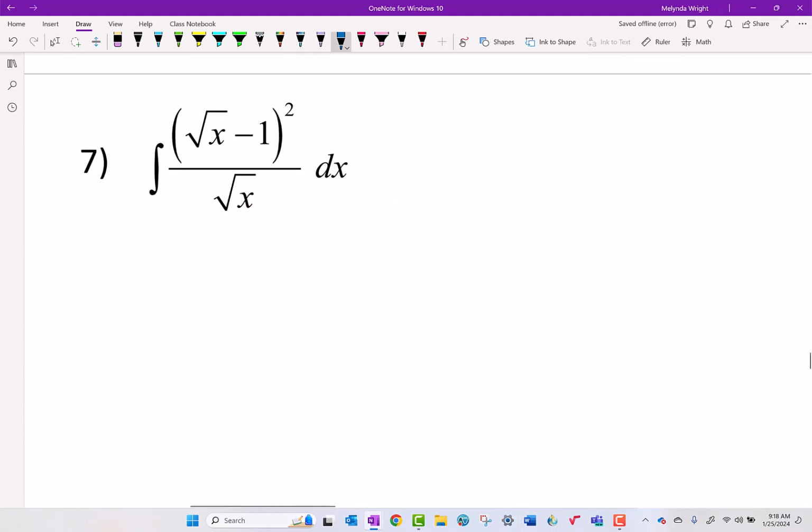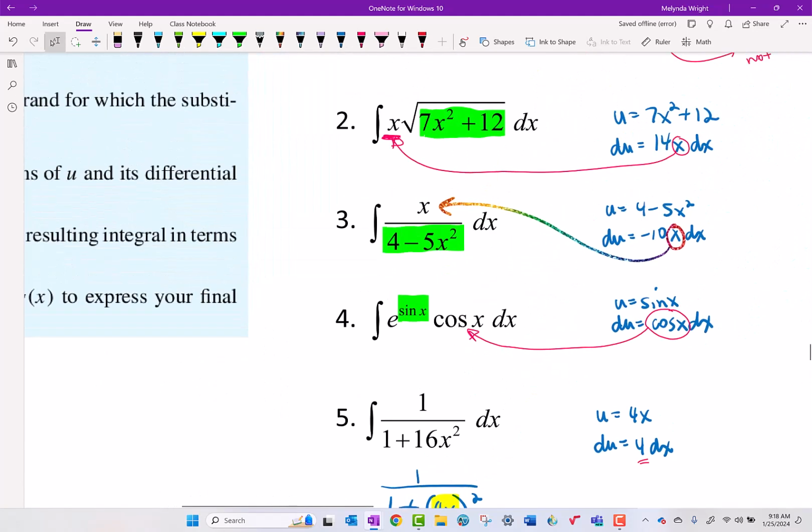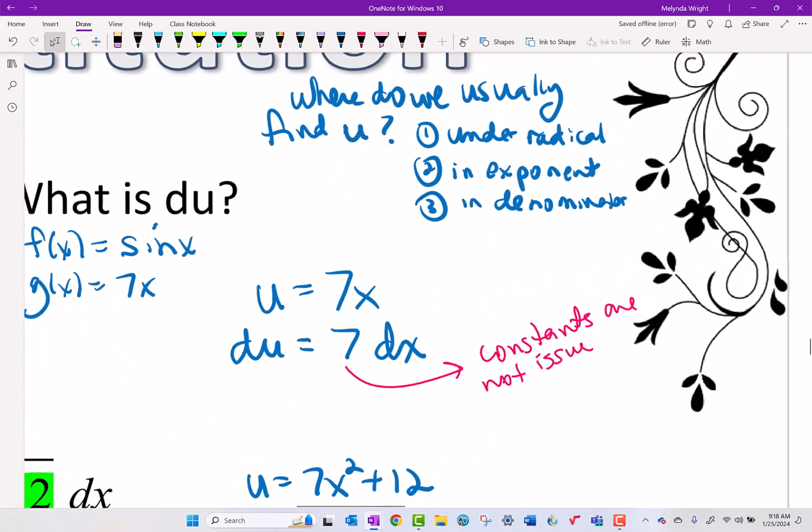Now, let's add something to our list up here on where the most likely places to find. Let's do number 4, inside parentheses.